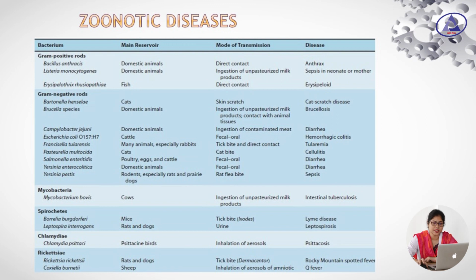There are some zoonotic diseases which are transmitted from animal to human: Bacillus anthracis, Listeria monocytogenes, Bartonella henselae, Brucella and other species, Campylobacter jejuni, Salmonella enteritidis, Mycobacterium bovis, Borrelia burgdorferi, Leptospira, Chlamydia, Rickettsia and Coxiella.